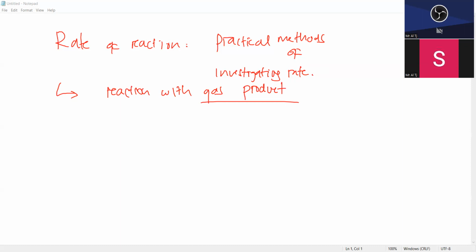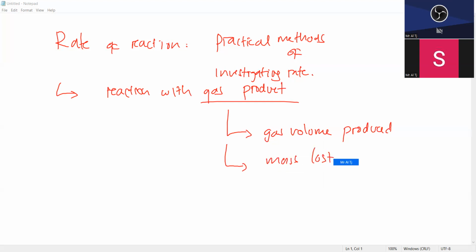Basically, we're going to have two ways of getting this. We can check them by measuring the gas volume. In this case, we need to collect the gas. And the second, we're going to find the mass loss. For the second part, we are going to let the gas escape from the reaction, and then we are going to check what was the total mass of the system.